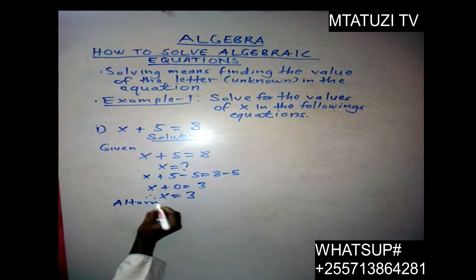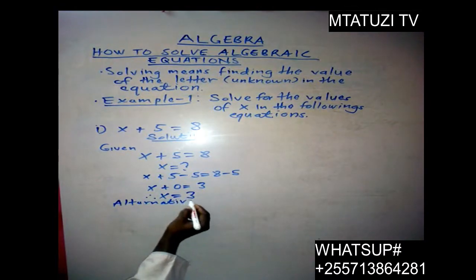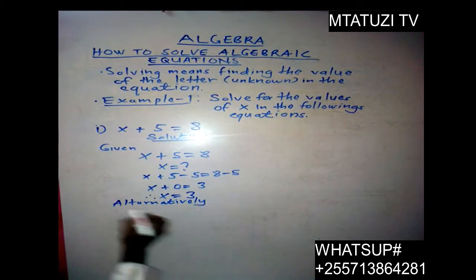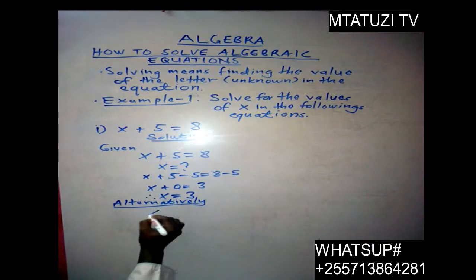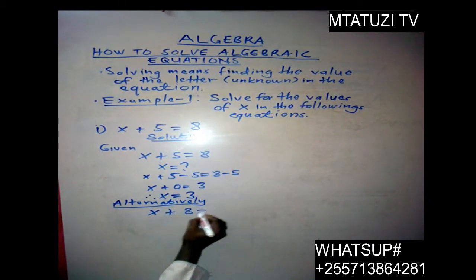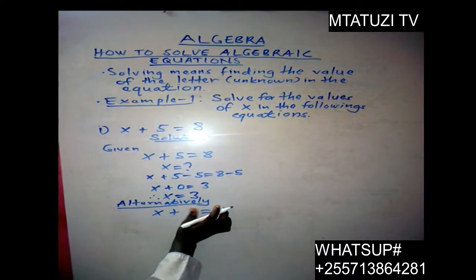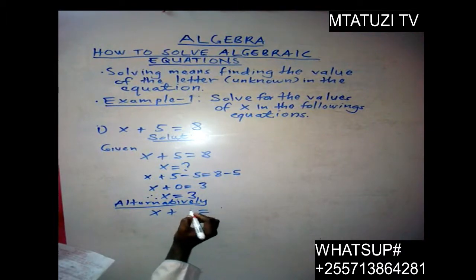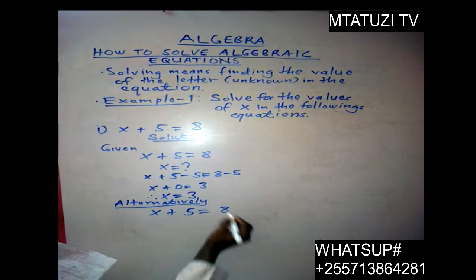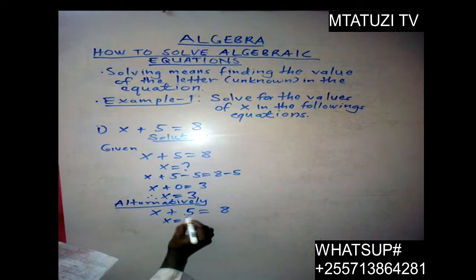second method we can do as follows. Alternatively, you are given here x plus 5 is equal to 8. So what is the value of x?